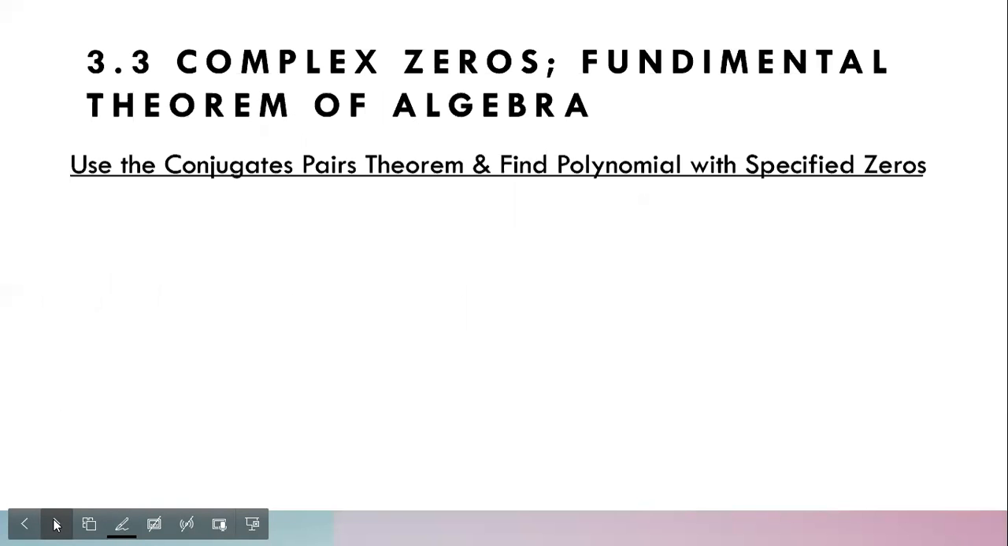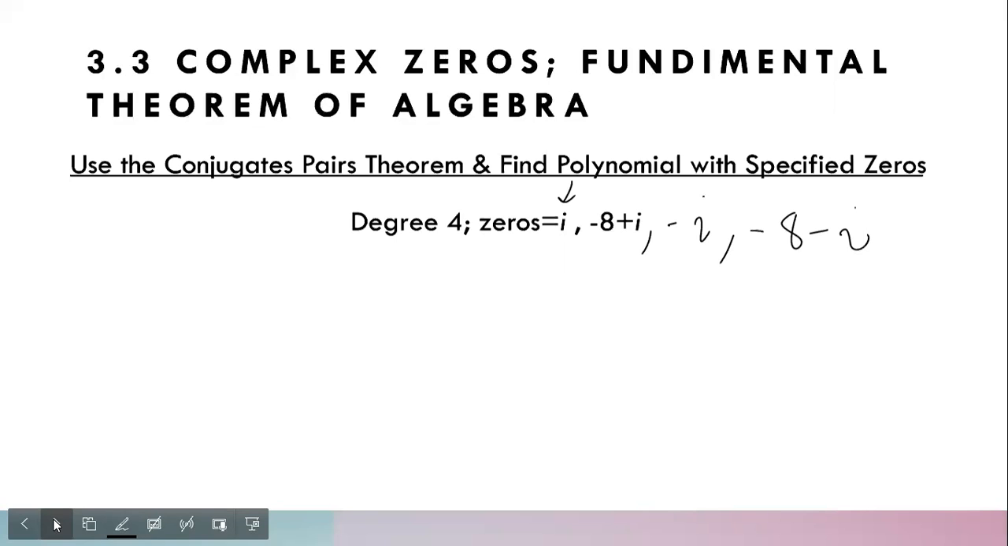To start, we'll use the conjugate pair theorem and find specified zeros with this given information. We know there's a degree of 4, so there are 4 zeros, and we're given 2 of them. So using the conjugate pair theorem, we can find that negative i is one of the zeros, and then negative 8 minus i is the other zero.